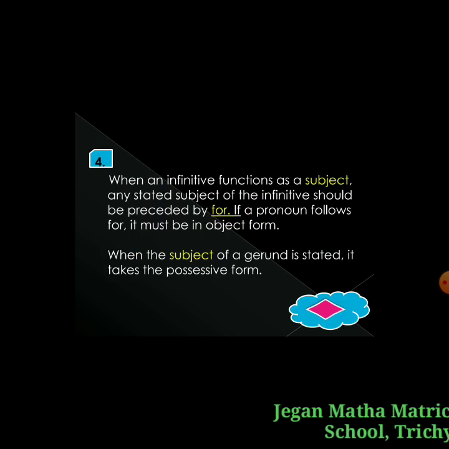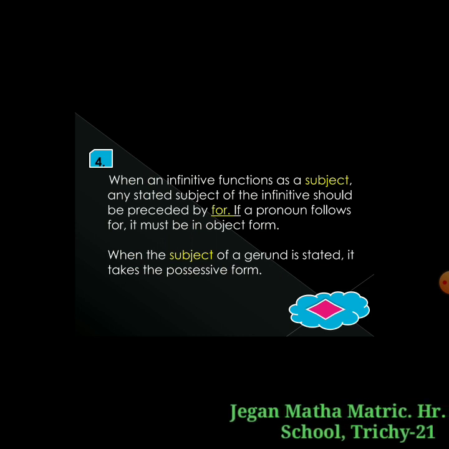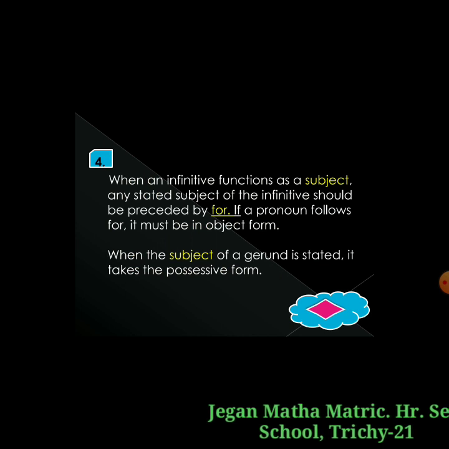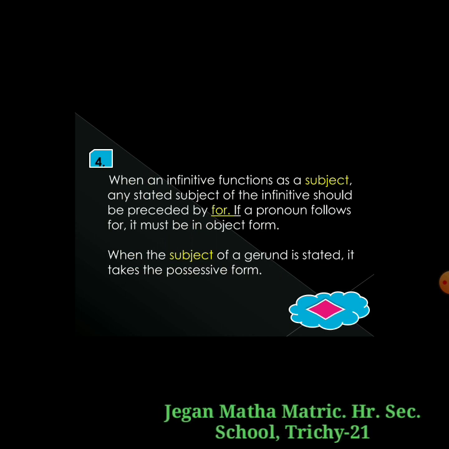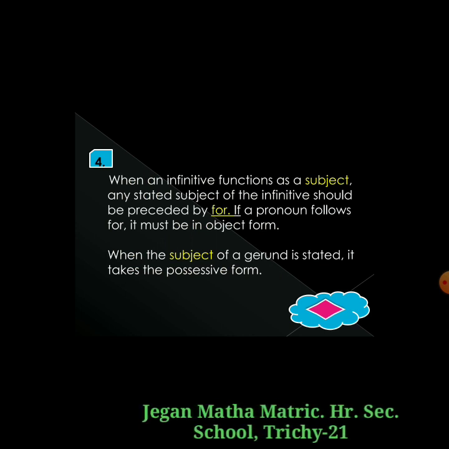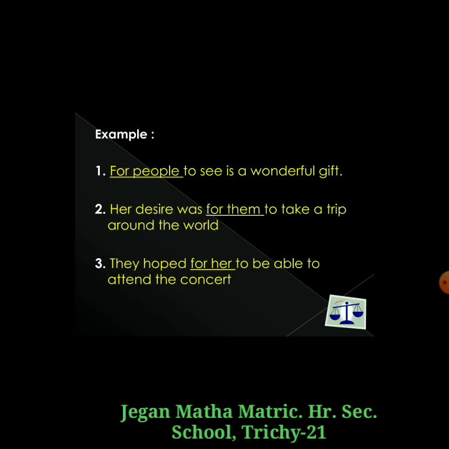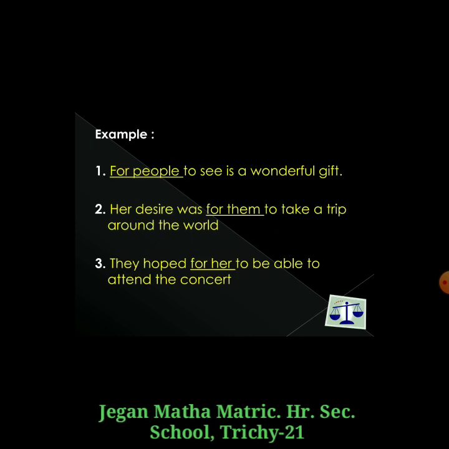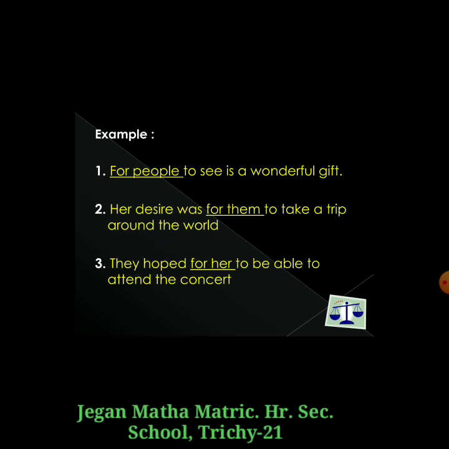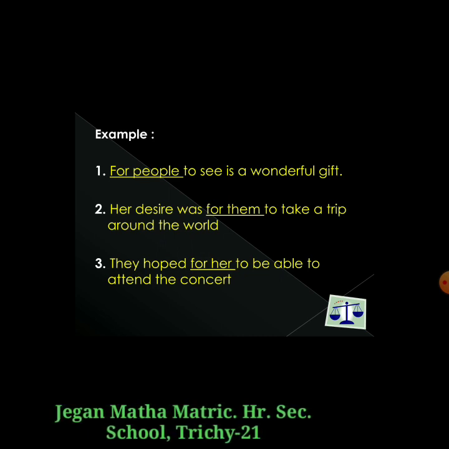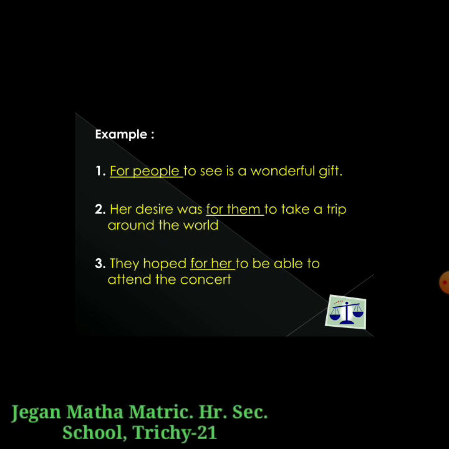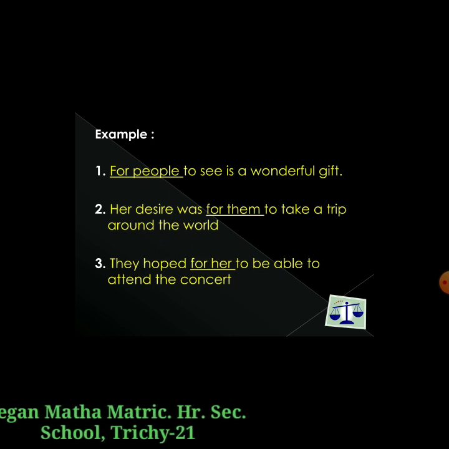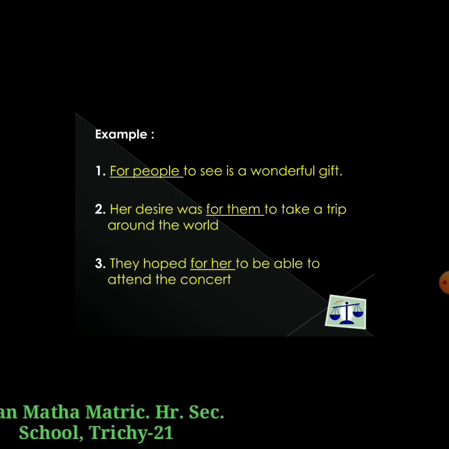When an infinitive functions as a subject, any stated subject of the infinitive should be preceded by for. If a pronoun follows for, it must be in object form. When the subject of a gerund is stated, it takes the possessive form. For example, for people to see is a wonderful gift. Her desire was for them to take a trip around the world. They hoped for her to be able to attend the court.